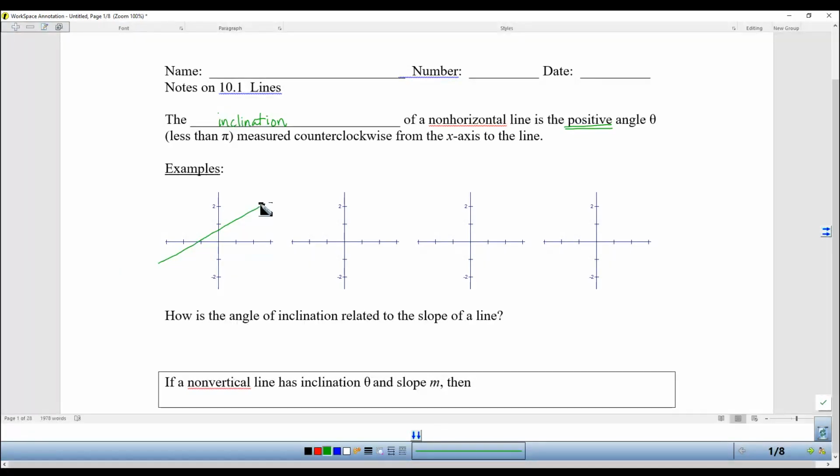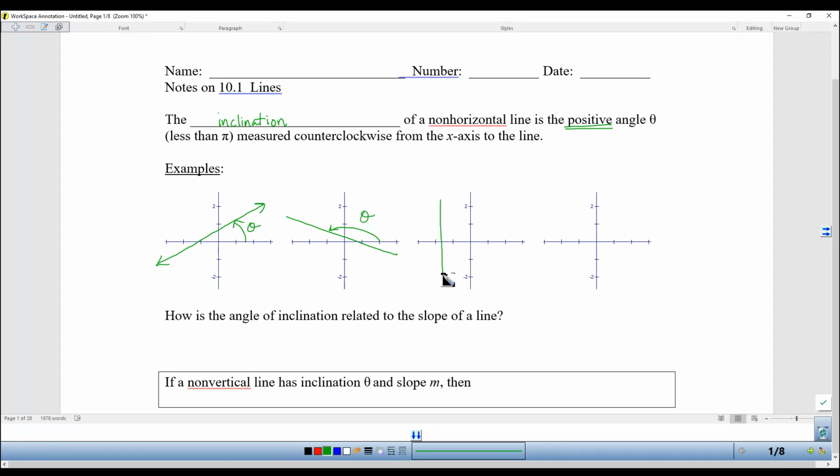So if I draw a line like that, then this angle right here is called the inclination. If I draw it like this, then this angle is the inclination. It's a positive angle counterclockwise from the x-axis to the line.